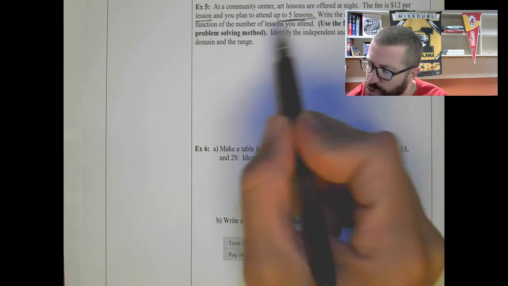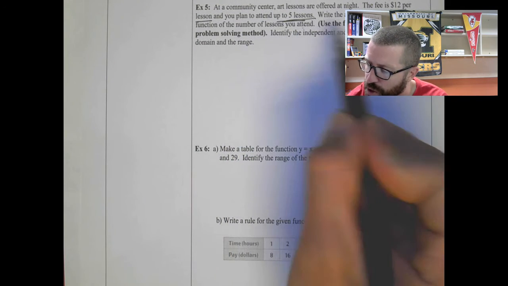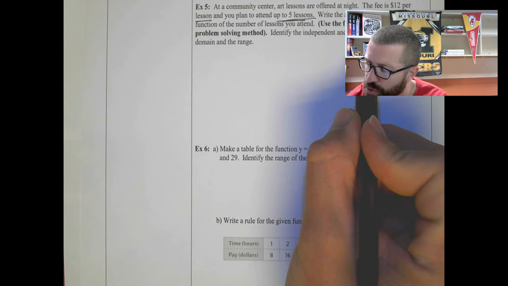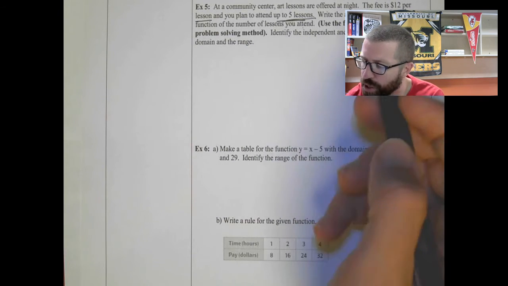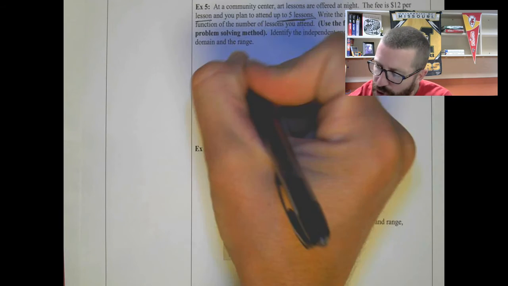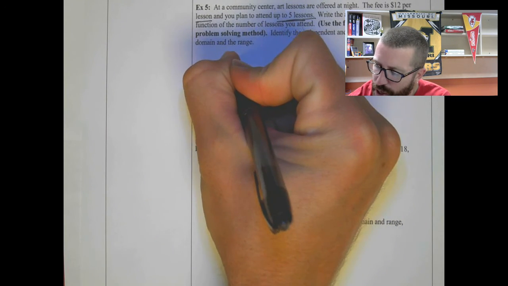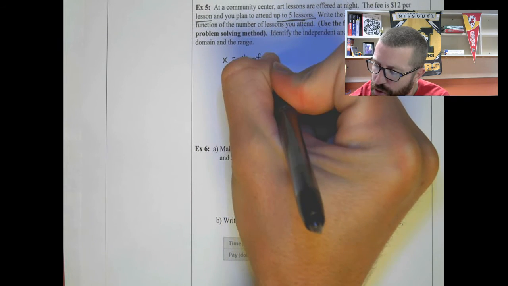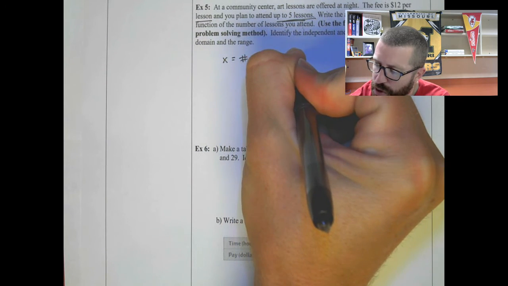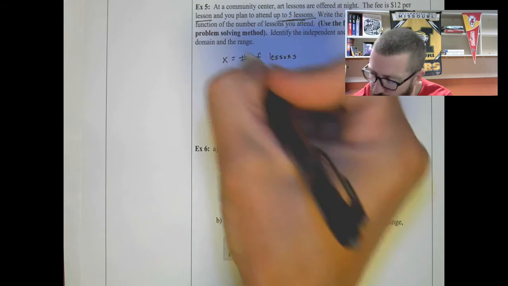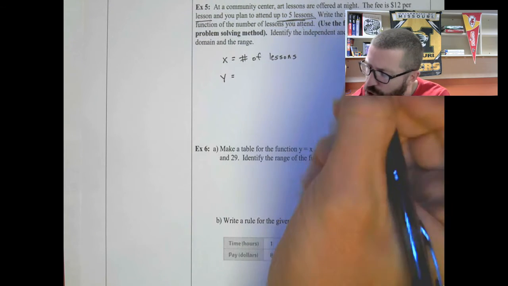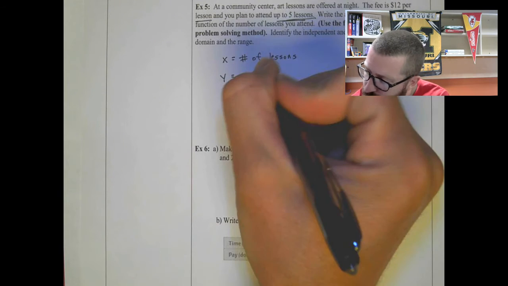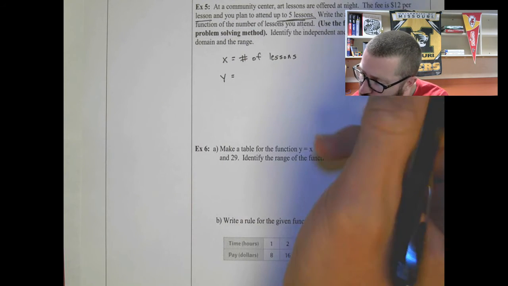Write the amount you will spend as a function of the number of lessons you attend. And we're going to use the 3 steps to the problem solving method and identify the independent and dependent variables, the domain and the range. Okay, so let's have x be the number of lessons. That is assigned for numbers, not just a hashtag. And then y is equal to the total fee. We'll say fee. I guess we'll just say price.